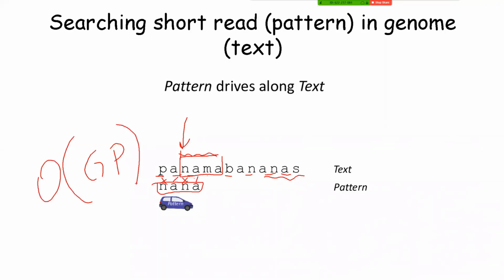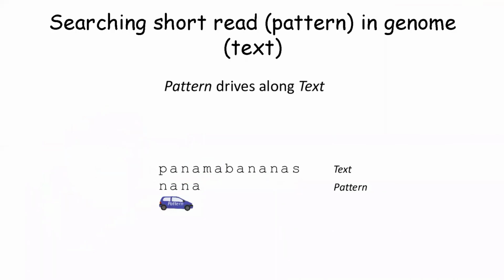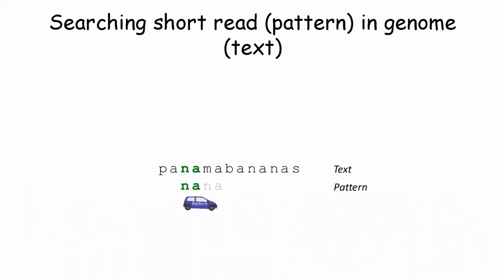Taking this pattern and driving it along your genome would take in the order of G times P amount of time. If you use a pattern that's twice as long, you would spend twice as much time to find it. If you use a genome that's twice as long, you would have to spend twice as much time to find the pattern. If they are both twice as long, then you would spend 4 times as long to find the pattern in the genome. So that demonstrates the process. And the car drives along, finds where it is located.